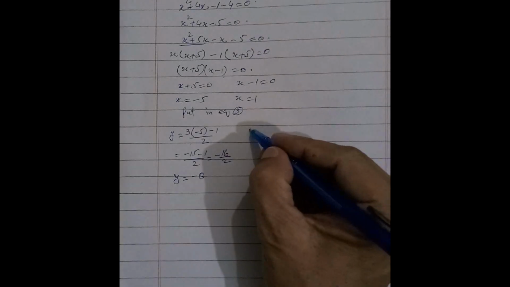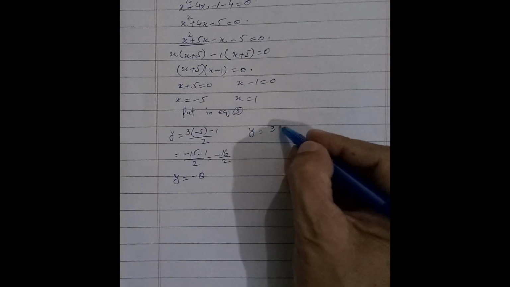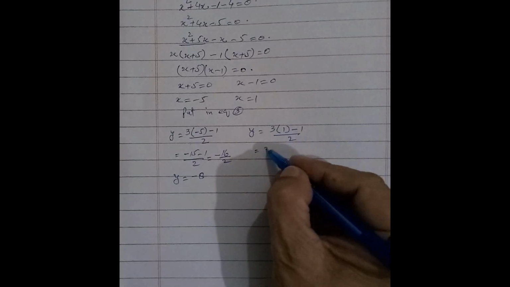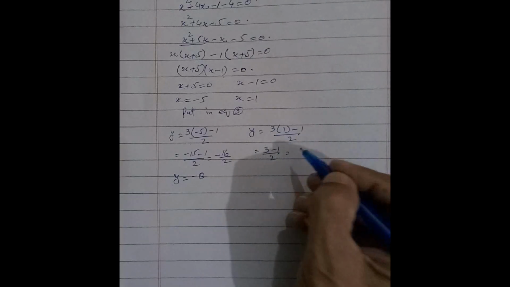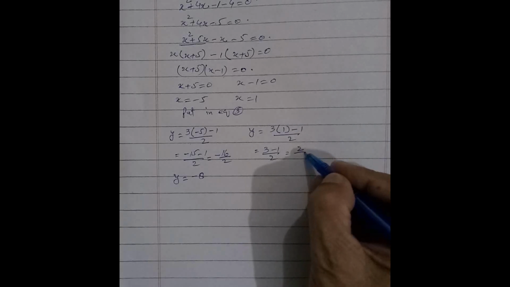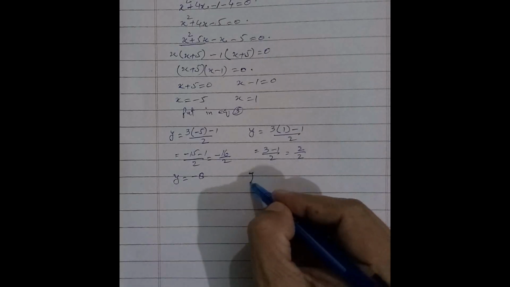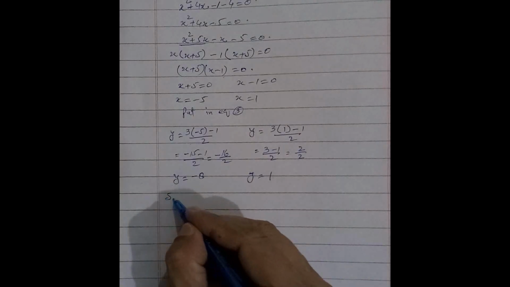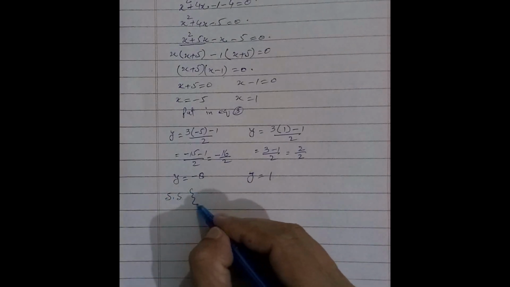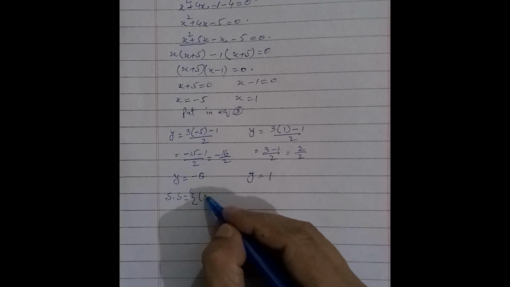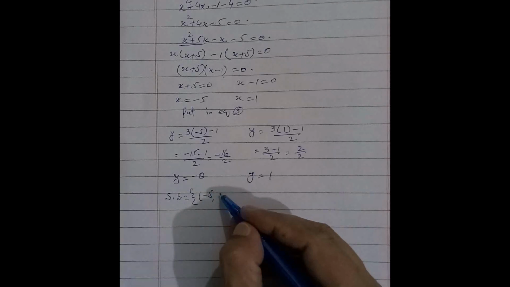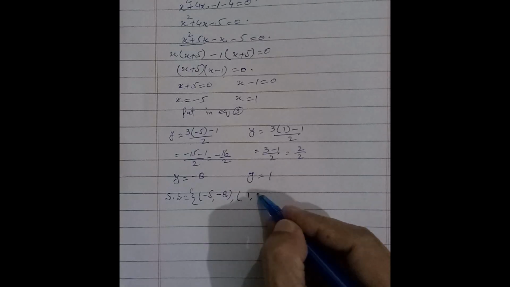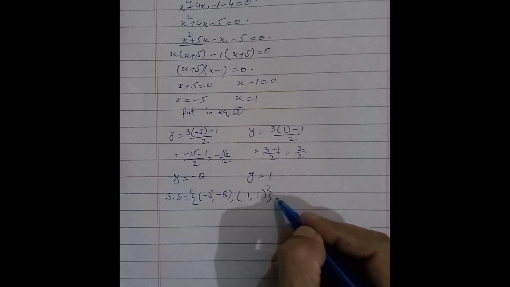And the other value is y is equal to 3 into 1 minus 1 over 2. 3 1s are 3 minus 1 over 2. We get 3 minus 1 is equal to 2 over 2, and the value of y is equal to 1. So the solution set of question 2 is: the first is x equal to minus 5 and y equal to minus 8, and the second is x equal to 1 and y is also 1.